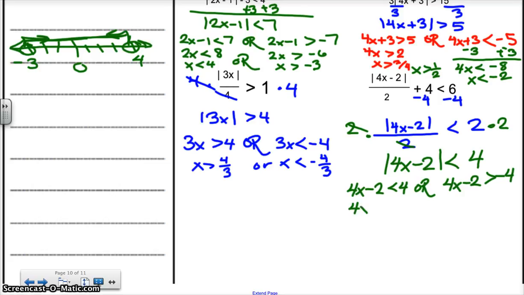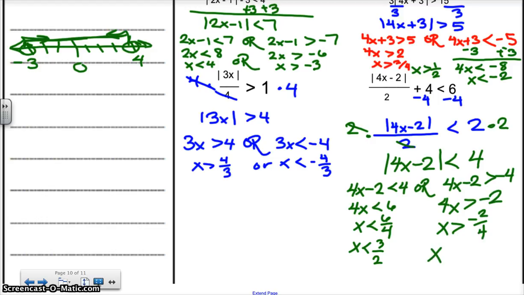Add 2, 4x is less than 6. Simplifying this down, that would be 3/2. And lastly, this is the last step, and we're done. 4x is bigger than negative 2. X is bigger than negative 2/4. X is bigger than negative 1/2. Whew, that's the math.